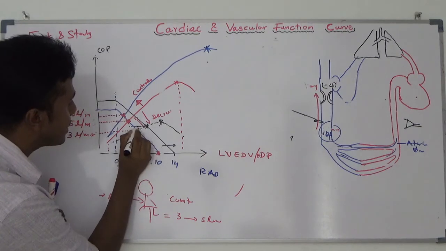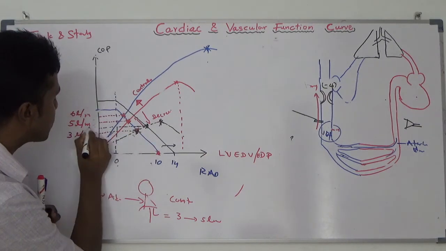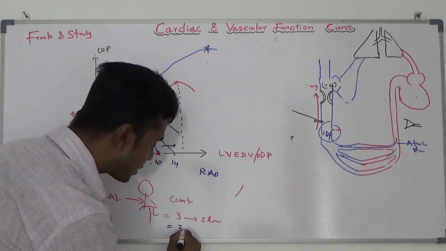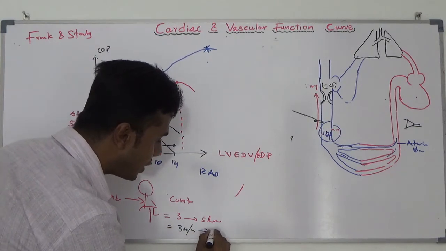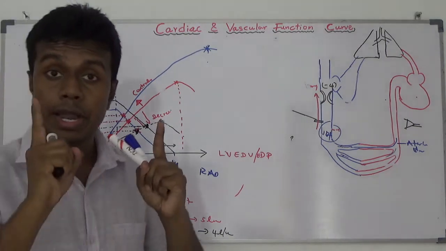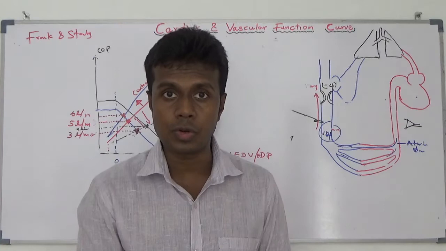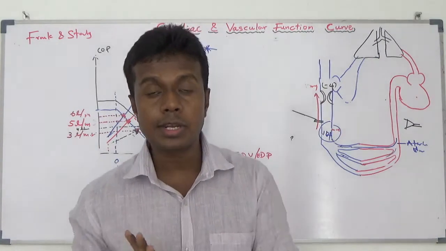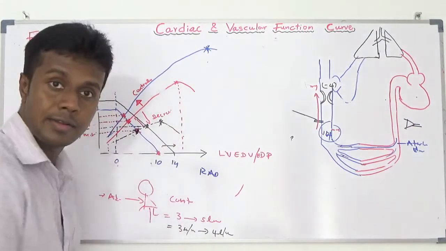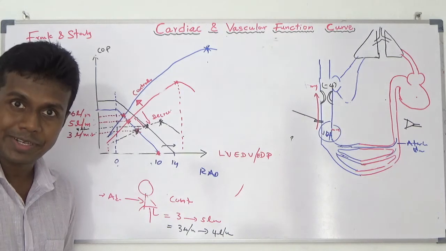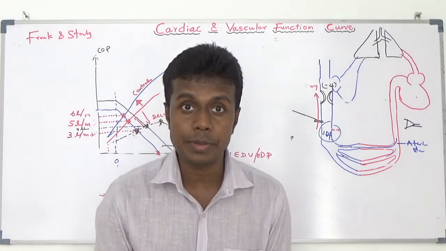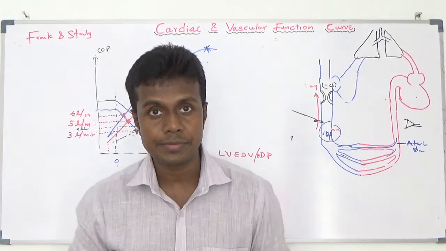It is a little bit higher than the previous value. Now cardiac output is roughly about 4 liters per minute. Before IV fluid, it was 3 liters per minute. After IV fluid, 4 liters per minute. That means I can improve the cardiac output of my grandfather either by giving an inotrope or by giving IV fluid. That is how we are going to manage a patient with hypovolemia or poor contractility.